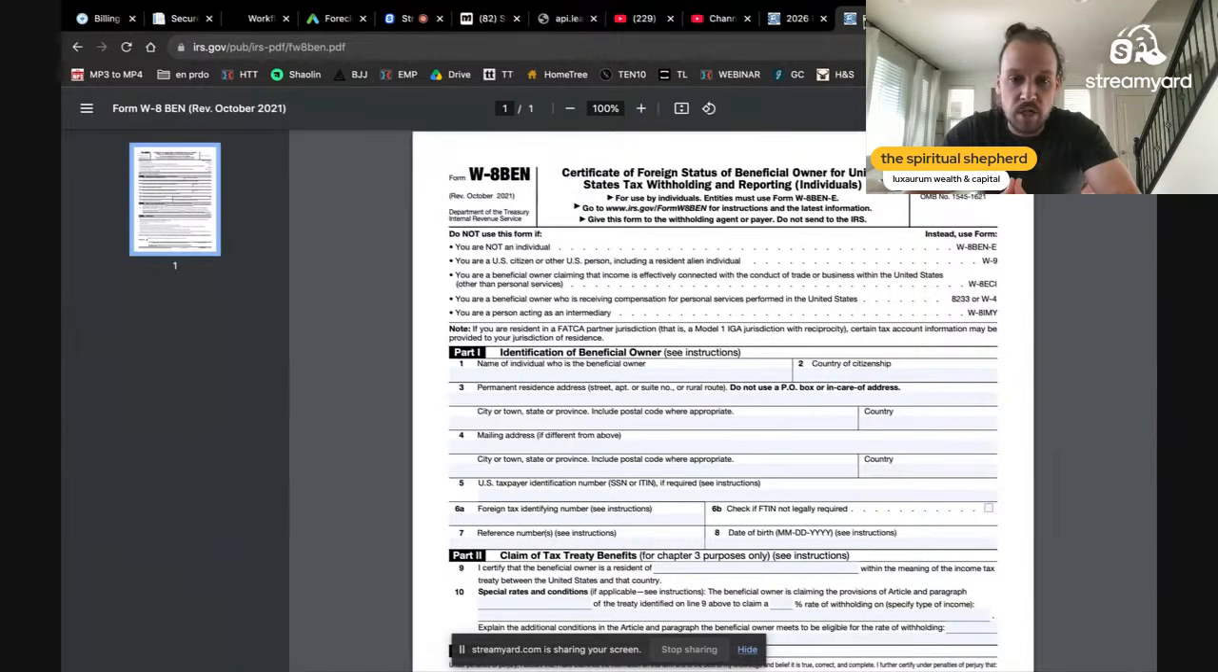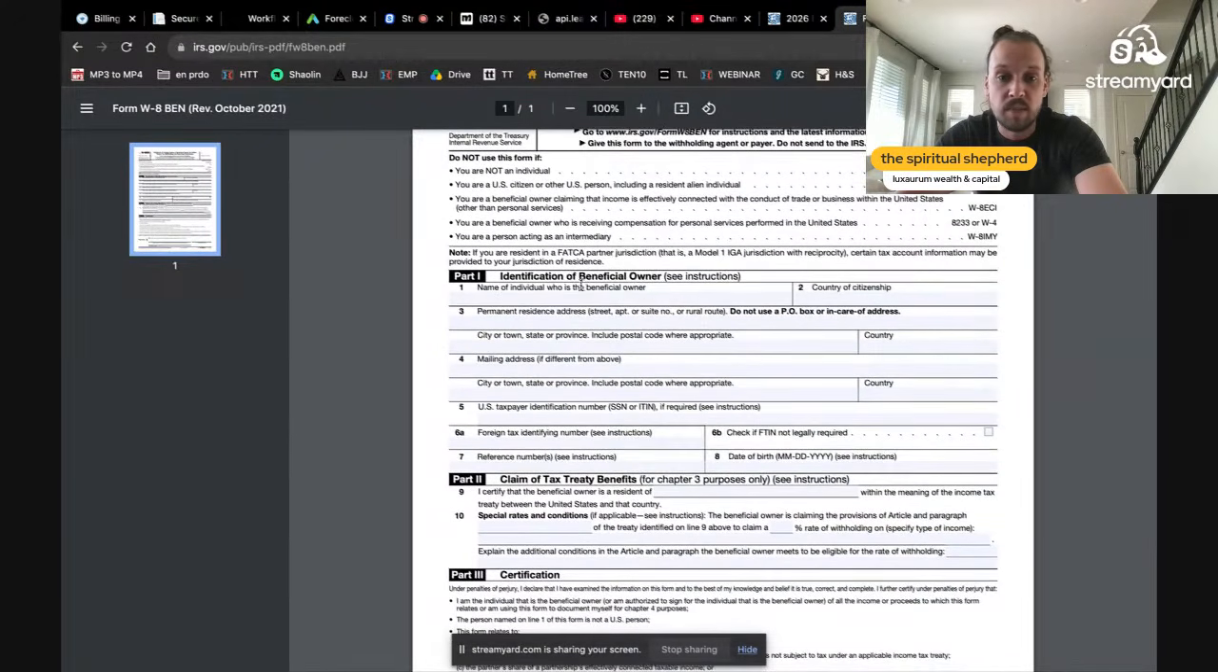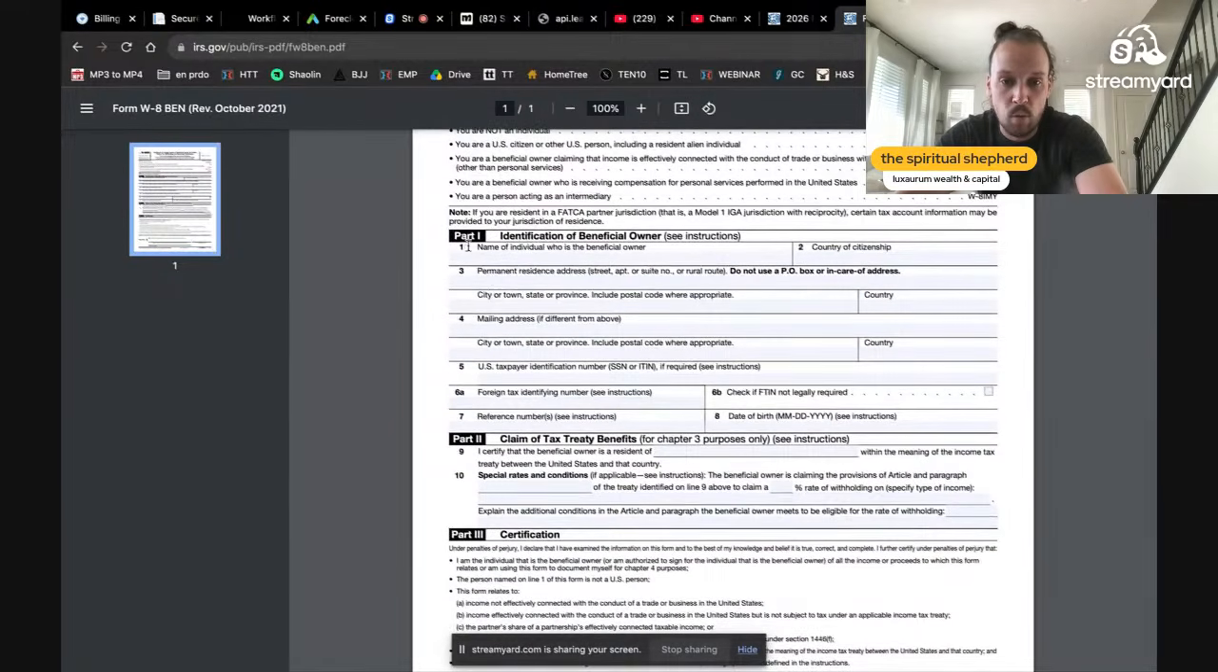All right. And then two, you are a beneficial owner. Do not use this form if you are a beneficial owner who is receiving compensation for personal services performed in the United States. That would be like a W4. But on the W4, you're filing exempt. So this is exactly aligned with this. The name of the individual who is the beneficial owner, you're going to put this in lowercase.